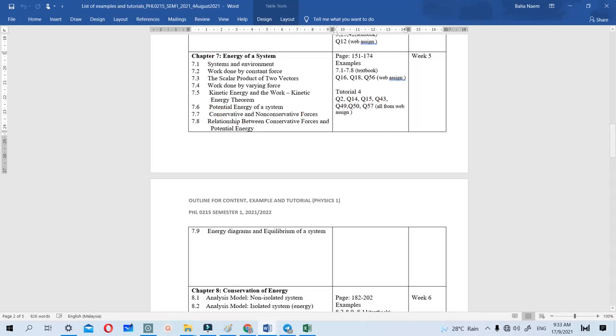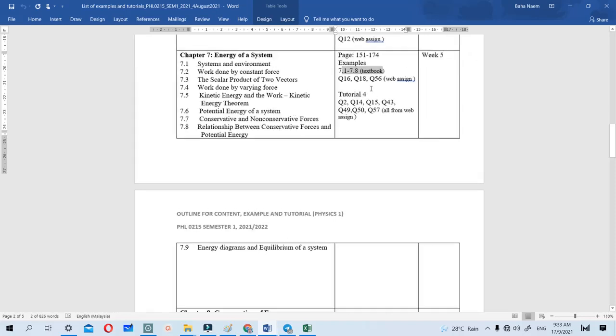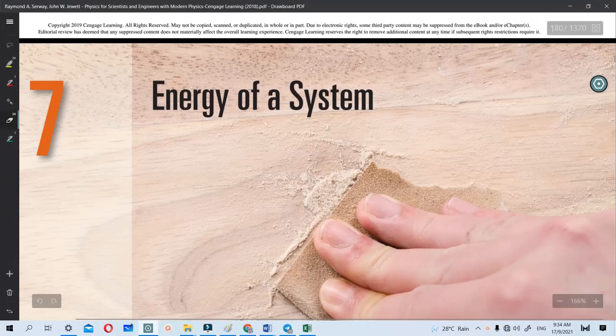Alright, the subtopics that we are going to cover, there are 9 altogether, up to 7.9, and altogether there are 8 examples coming from our textbook and another 3 additional ones from the web assignment. Now let's turn to the textbook, which is chapter 7, energy of a system.